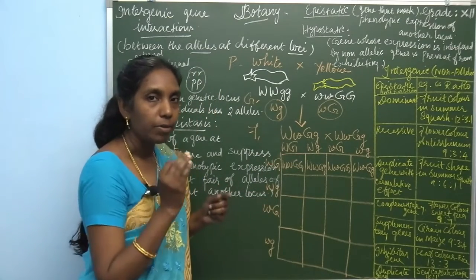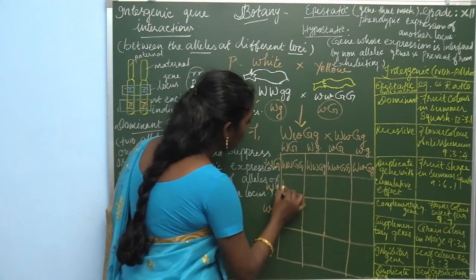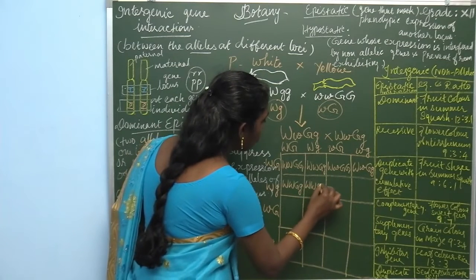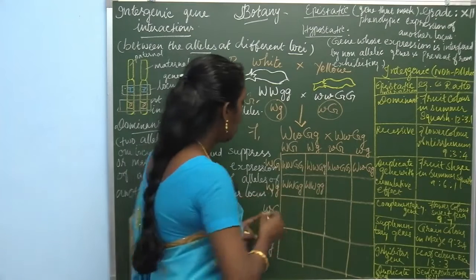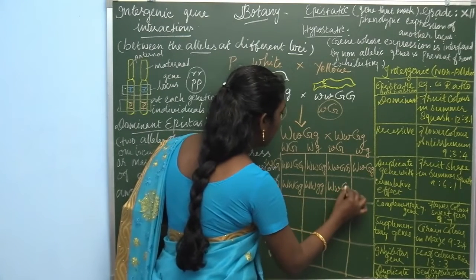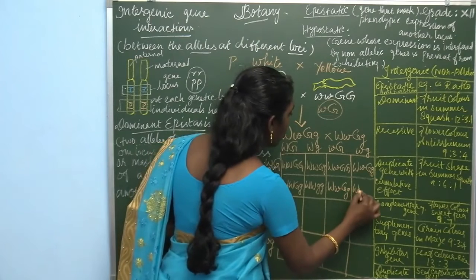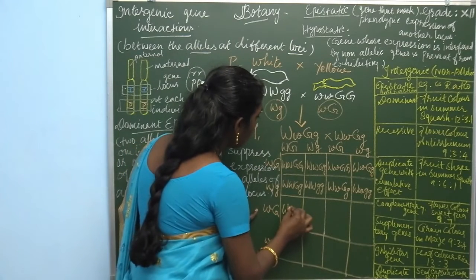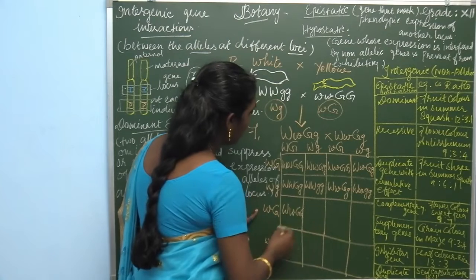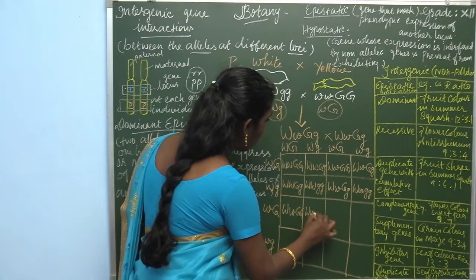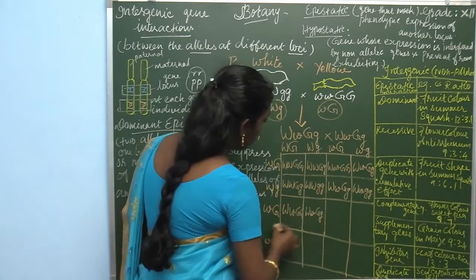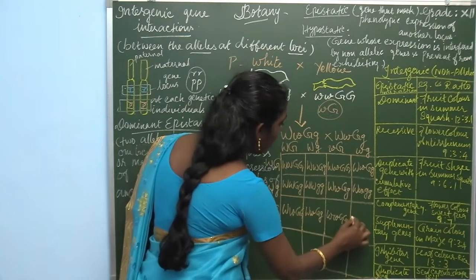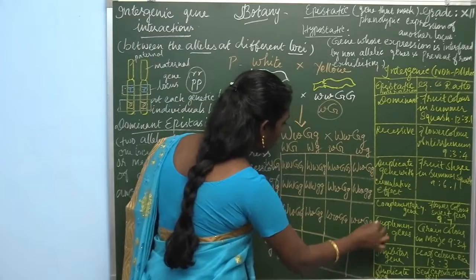Always we can write the capital letters first. So, dominant character: capital W, capital W, capital G, small g, capital W, small g, small g. Here, capital W, small w, capital G, small g, capital W, small g, small g. Here, capital W, small w, capital G, capital G, capital W, small w, capital G, small g, small w, capital G, capital G, small w, capital G, small g.